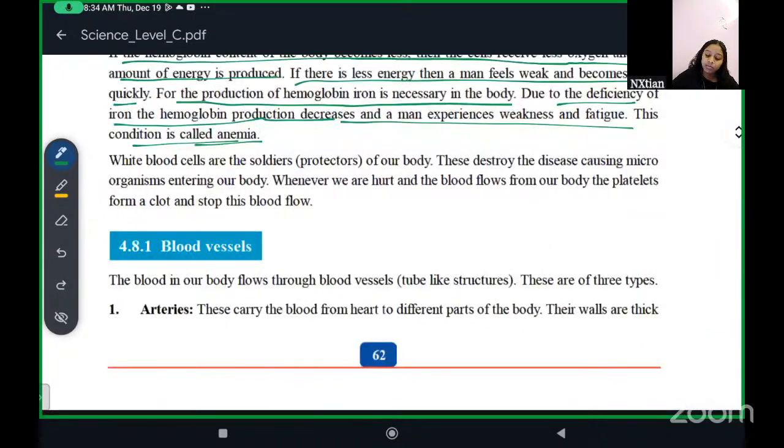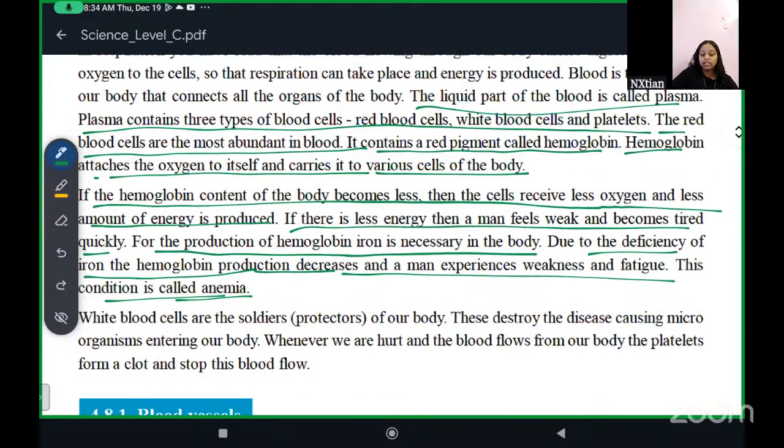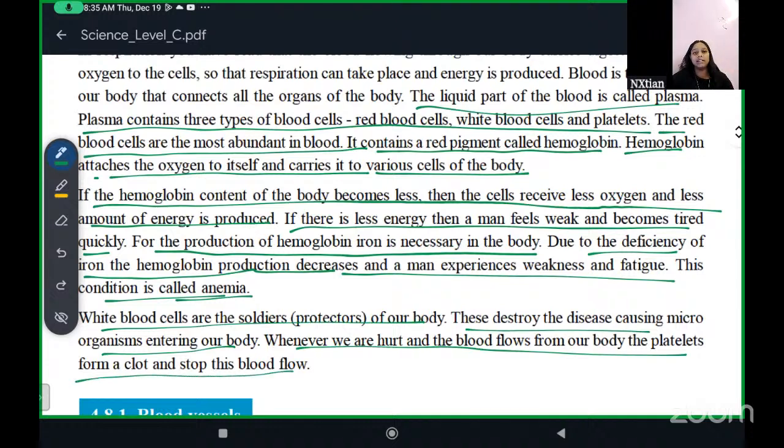Now, white blood cells. These are the soldiers of our body. We know that they destroy the disease-causing microorganisms entering our body. And whenever we are hurt, the blood flows from our body. What do the platelets do? They form a clot and stop this blood flow. These are all the uses of all three of them, and why they are important in our body.